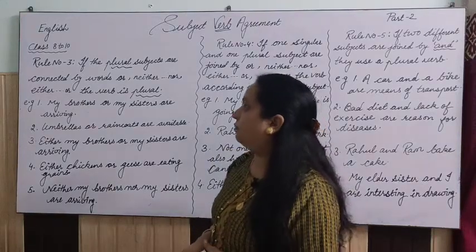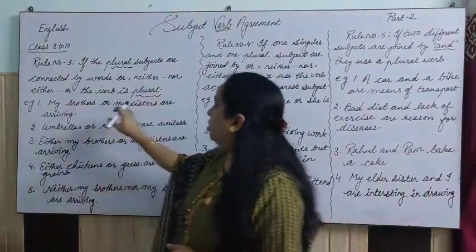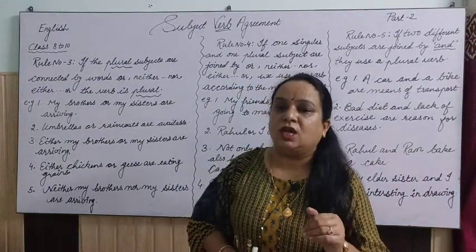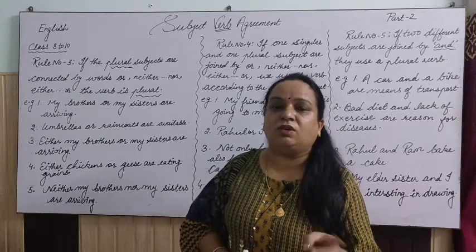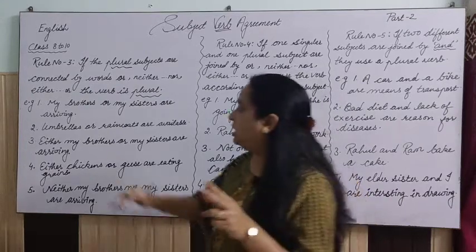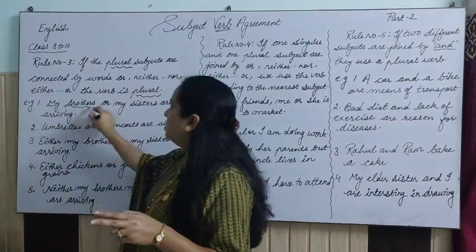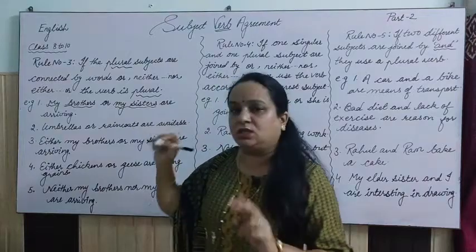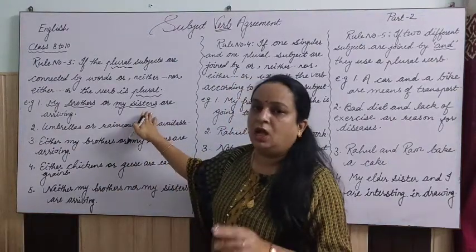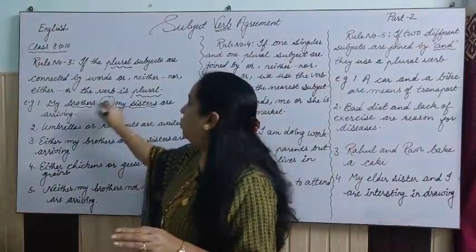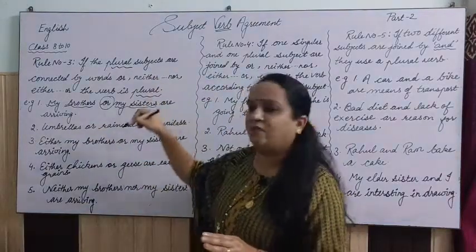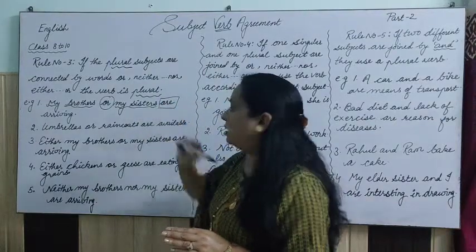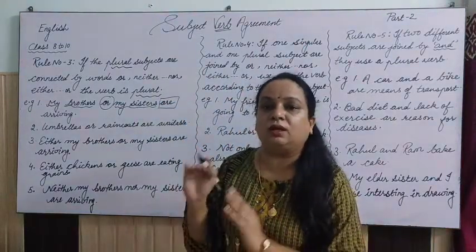Let's understand with the help of examples. My brothers or my sisters are arriving. Here in this sentence we have to see whether two singular subjects or two plural subjects are given. Here we can see plural subjects: my brothers, plural, and the second one is my sisters. This is also a subject and also plural, attached with the word or, right? So the rule says that we have to use a plural verb here, so that's why I am using the verb are. So this is a suitable agreement.